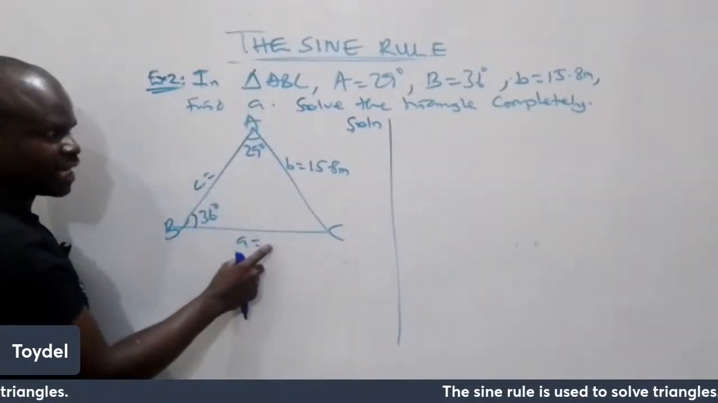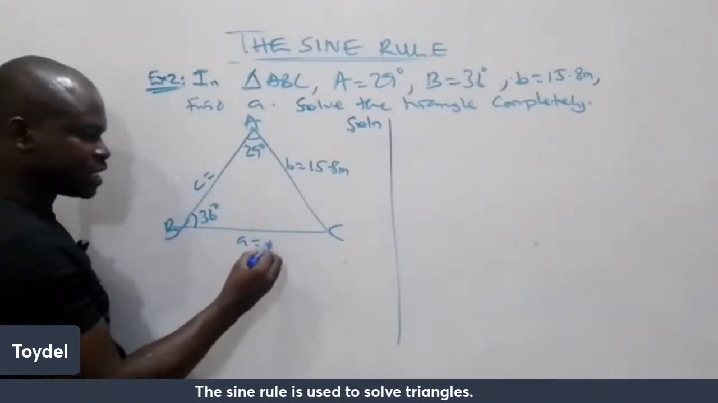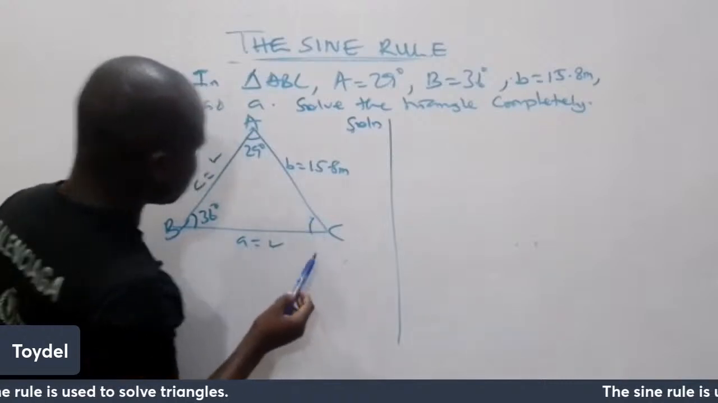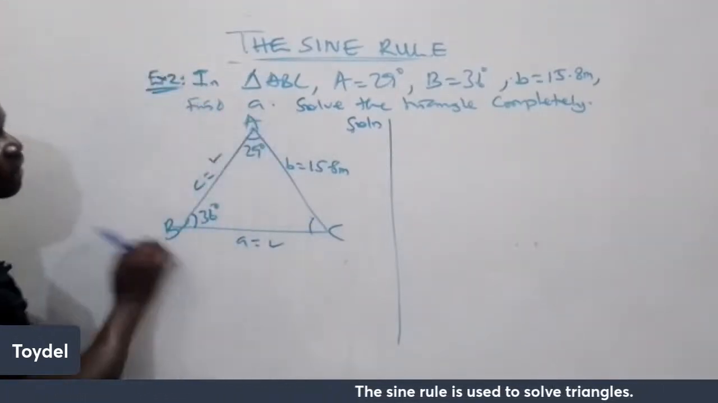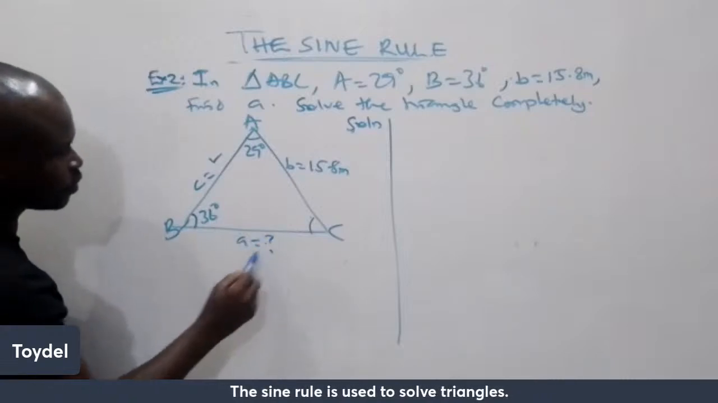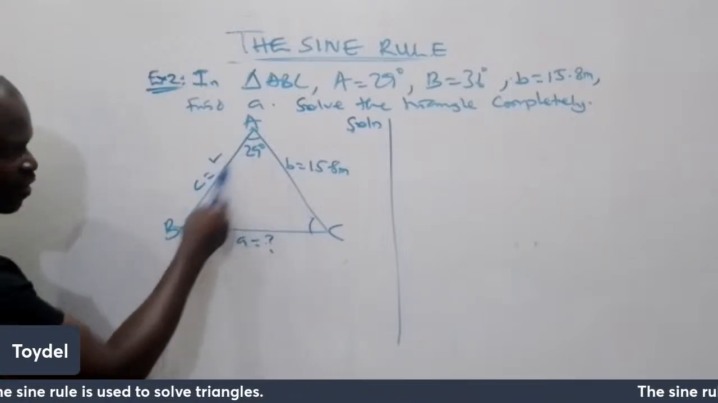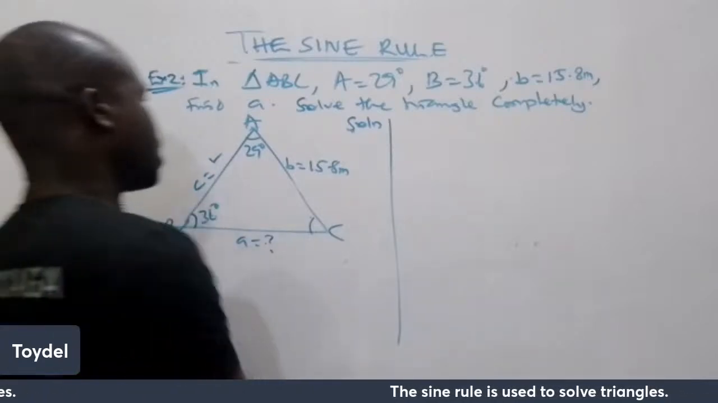The first question says that we should find a. We are looking for side a. Then the question says further that we solve the triangle completely. That is, even if we know this side a, we should also go ahead and find side c and angle C. So let me first find side a. That's the first question. Of course, I can get angle C without any calculation. Just add all these three angles together and say it's sum of angles in a triangle. C will come out naturally. Then we go ahead and find side c.